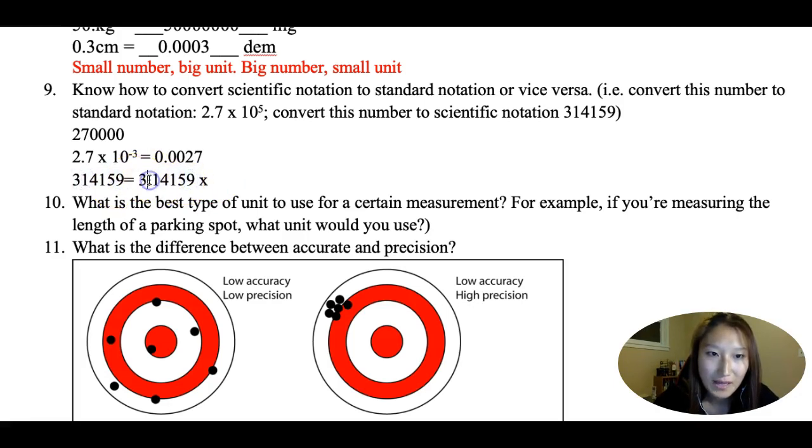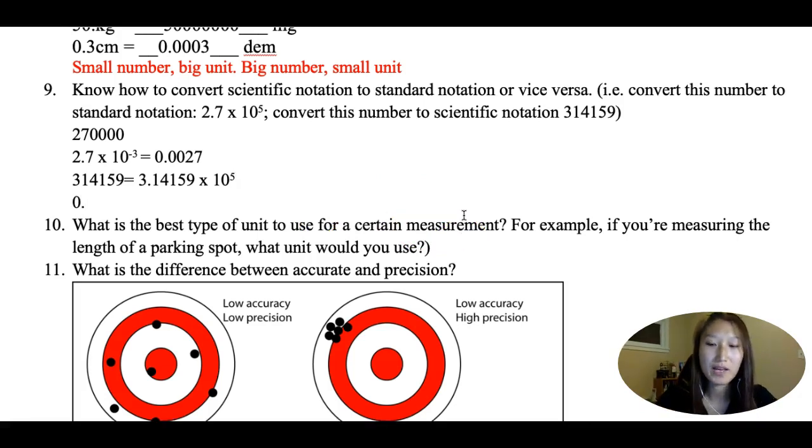So let's see. You have this decimal right here. We make it jump 1, 2, 3, 4, 5 times, which means this is 3.14 and so on, times 10 to the 5th, right? It's 10 to the 5th instead of negative 5th because you're moving your decimal to the right. You're making this number bigger. If you're making a number smaller, then you want to move it to the left.